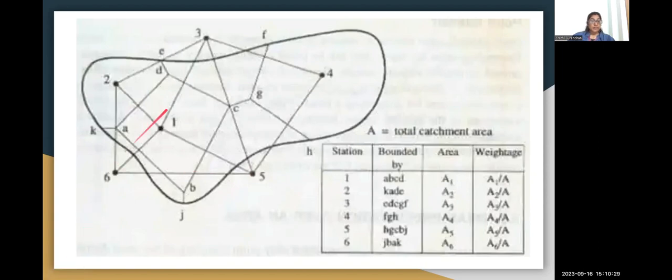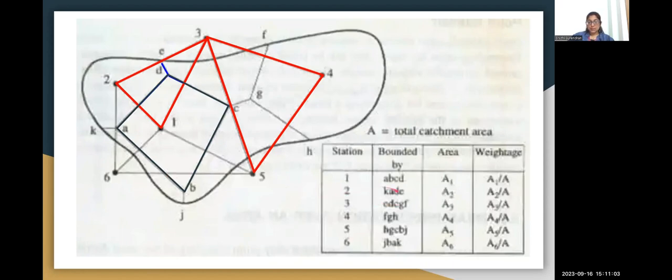So the rain gauge stations inside this basin are connected, triangles are formed, and the perpendicular bisectors of these triangles are found out. So you can see here the perpendicular bisectors are found out. Similarly, here also the perpendicular bisectors are found out. So for each triangle, the perpendicular bisectors are found out, and the polygons formed as a result of these bisectors are called Thiessen polygons.